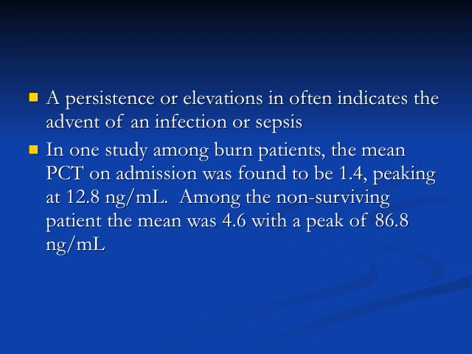Other studies have shown that persistent elevations often indicate the advent of an infection or sepsis in these situations. In one study among burn patients, the mean procalcitonin on admission was found to be 1.4, peaking at 12.8, and among the non-surviving patients, the mean was higher at 4.6 on admission, with a peak of 86.8 the next day, with the most common cause of mortality being infectious etiology.